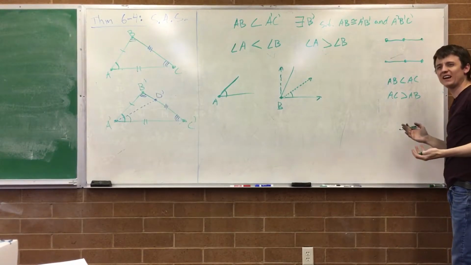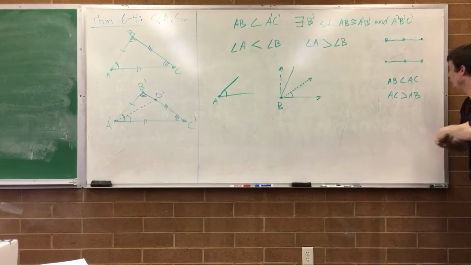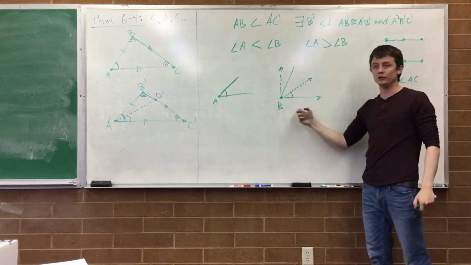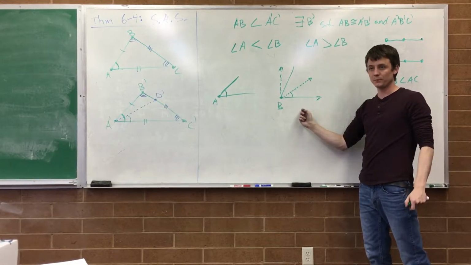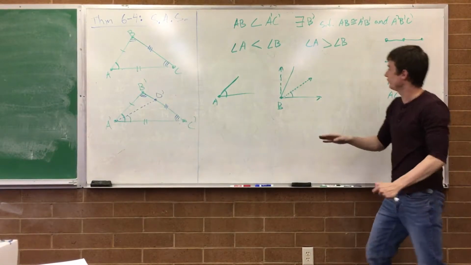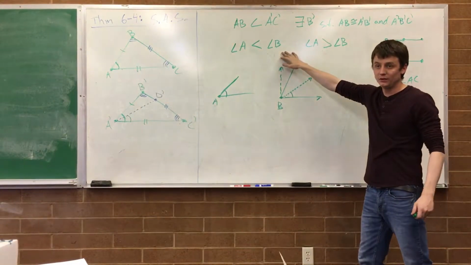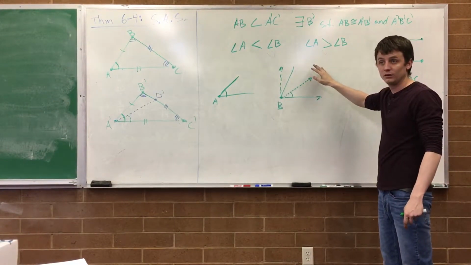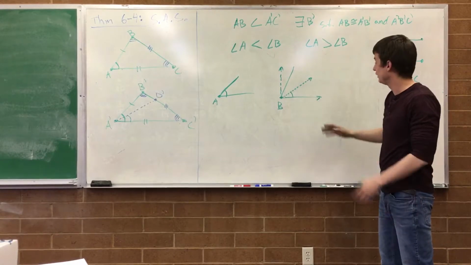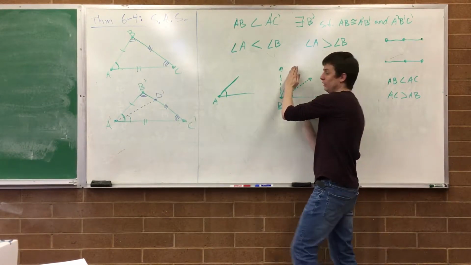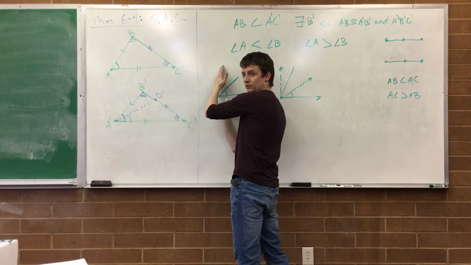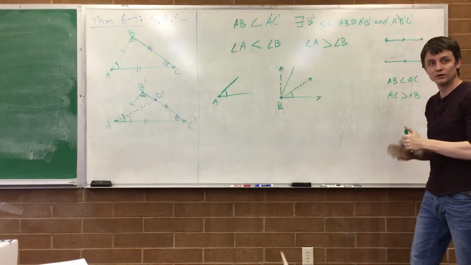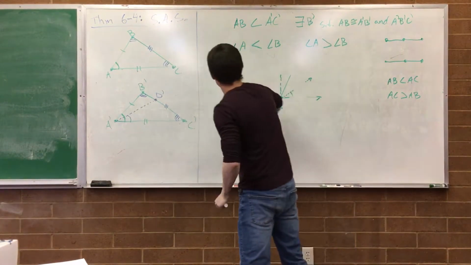Do you remember that? So we're going to do this exact same type of proof, except now we're going to do it with angles. We're going to show that if angle A is less than angle B, then angle B is greater than angle A. And that's going to involve using our picture here to create a picture here. Good? Alright, so let's jump into it.